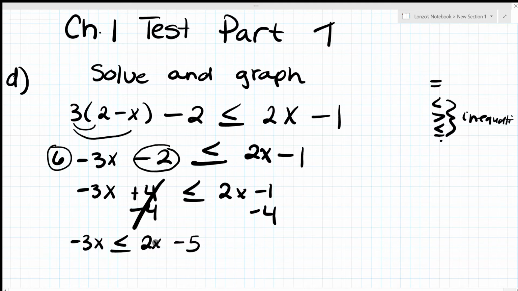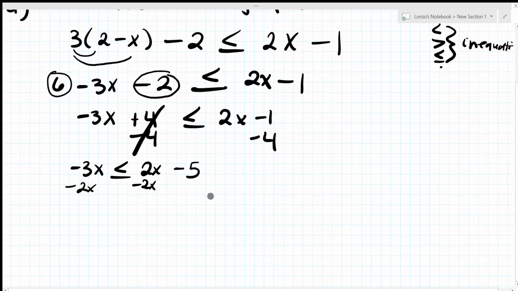Let's move this 2x to the left. So I'm going to subtract 2x from both sides. This cancels. So what is -3x minus 2x? -5x, right? You could think of it as you have -$3 and then you have another -$2 in the bank. So how much do you owe? 5. But since there's an x, it's -5x. Sign does not change, less than or equal to -5. Okay.